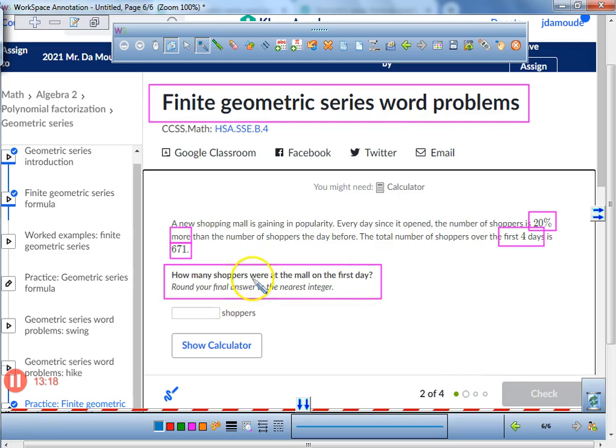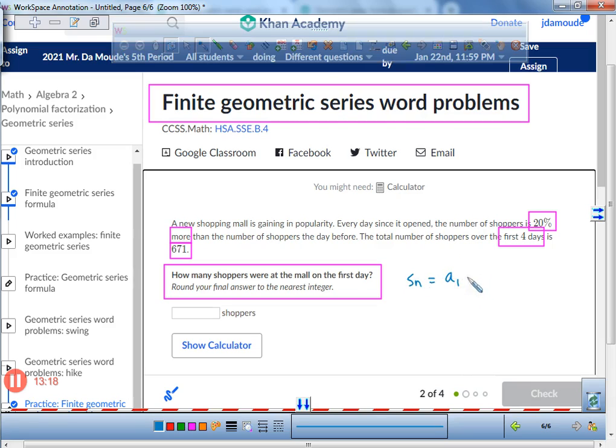Remember we talked about the very first one? We're going to have to use this guy. S of n equals our first amount of shoppers times 1 minus r to the power of n all over 1 minus r. So if you would please write this down in your journal, and we'll show you guys how to do this.